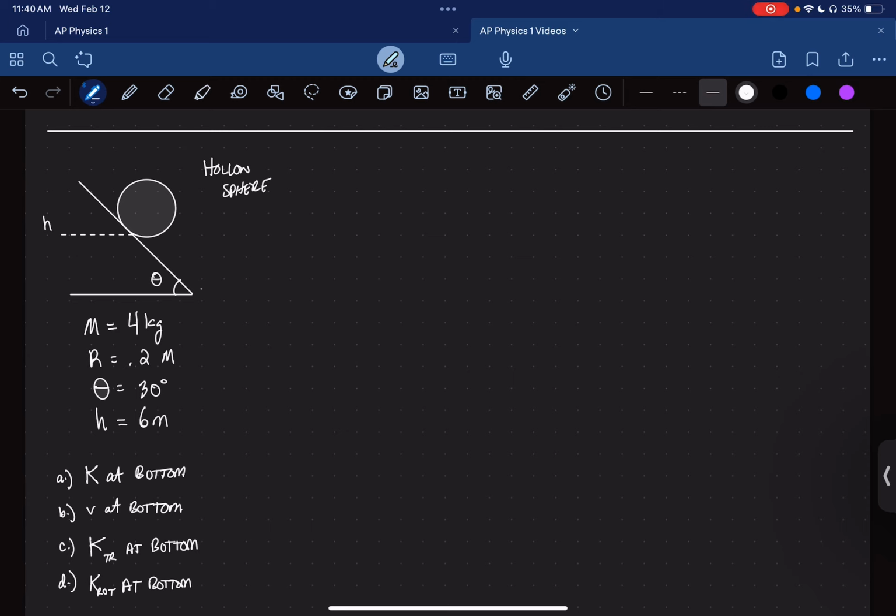You can solve this two ways. You can also solve this using kinematics and our equations for acceleration and angular acceleration. But we're going to solve this using energy concepts. And so for part A, let's figure out K. Energy at position 1 is equal to energy at position 2.